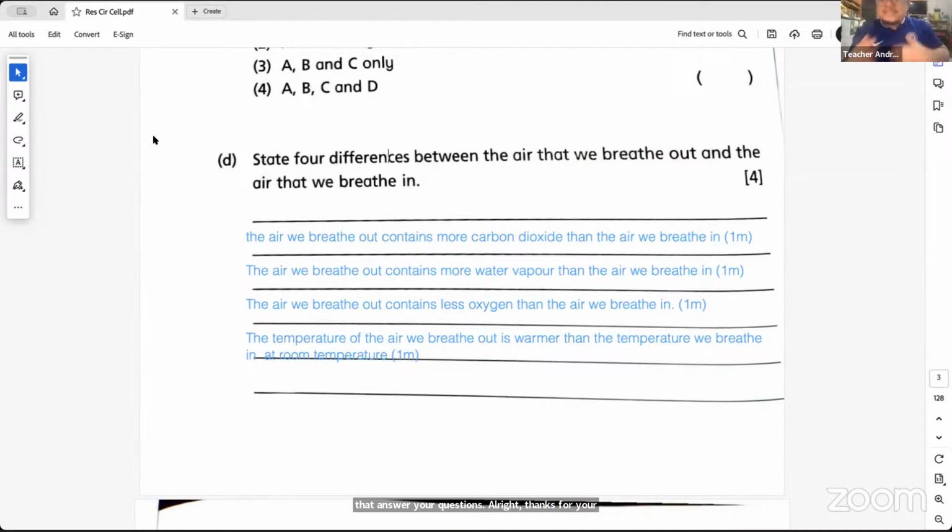So you see, in this lesson, right, we learn from each other to make a better place for everyone. So for the 4-pointer, the temperature of the air that we breathe out is warmer than the temperature we breathe in at room temperature. All right. I'll give some time to copy down. Once you are done copying, I'll give 1 minute, then we will carry on.